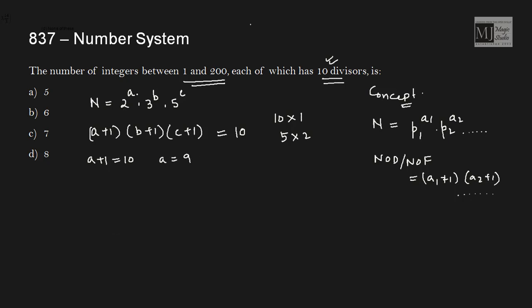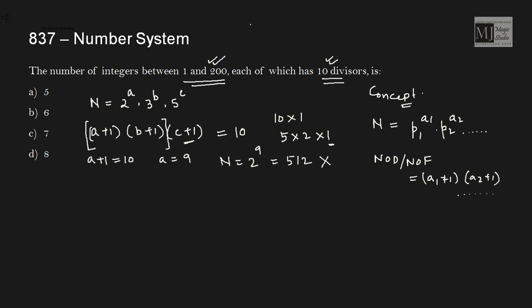If a is equal to 9 and the smallest prime number is 2, then n would be 2 to the power 9, that is 512. But we need numbers between 1 to 200. That means this option is not applicable. Now, if I take 5 into 2 into 1, and compare this with 5 into 2 into 1, then c plus 1 will be equal to 1. That means c is 0. Now, if c is 0, that doesn't make any sense.